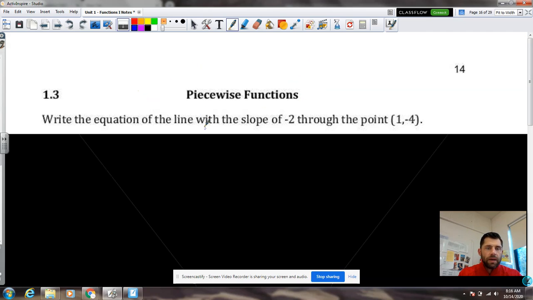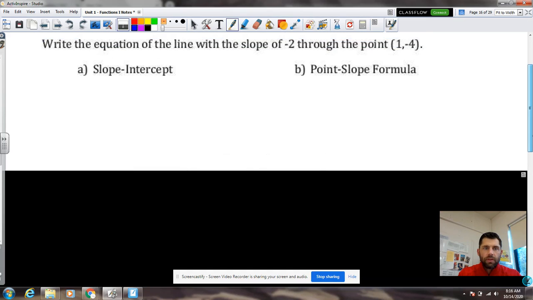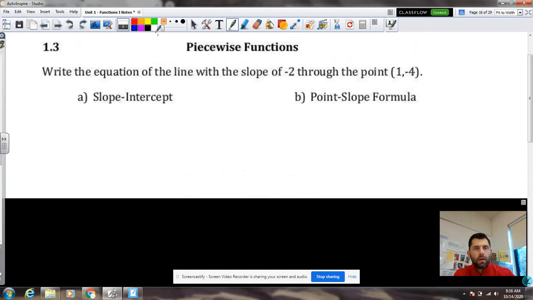All right, so next page, we're going to do a little bit of review. This is something you've done a million times for letter A. For letter B, maybe not. But we're going to write the equation of this line. So slope of -2 through the point (1, -4). So slope intercept, we have our y = mx + b form. And yeah, we could graph this. We could put the point (1, -4) on our line. We could count up 2 over 1, up 2 over 1, up 2 over 1 to find the y-intercept.